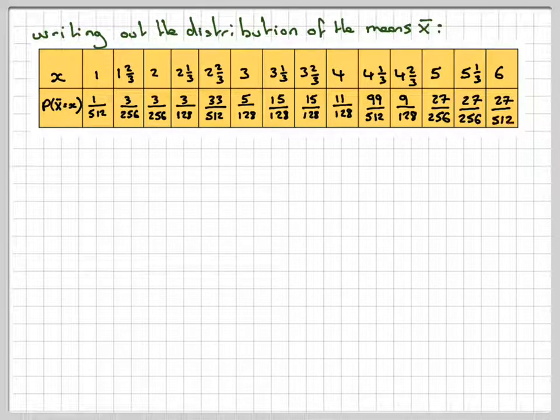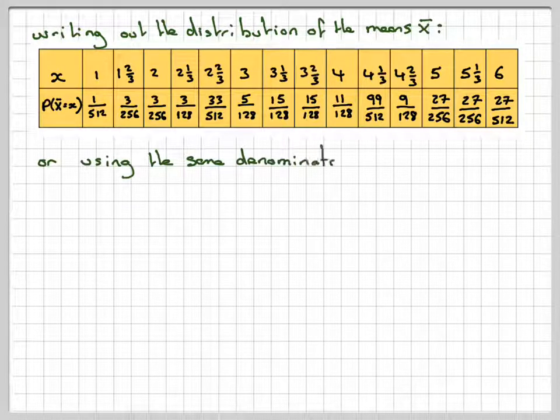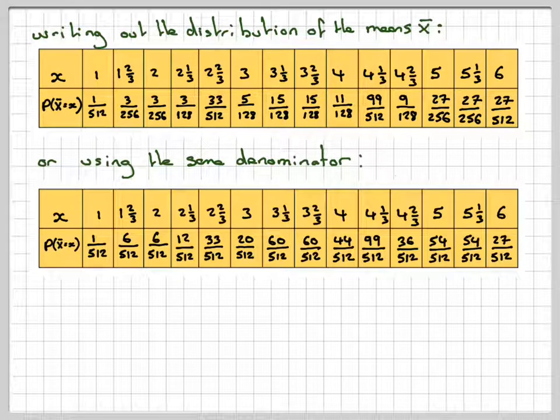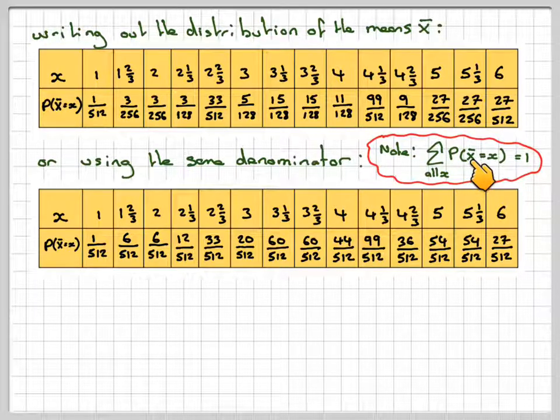Now we have got different denominators here. It might be more useful to write them out using the same denominator, like I've done here. It's a good way then to check: if you add up all the numerators and get 512 out of 512, you know you've got it right. Because this bit's very important, the probability that the mean is equal to some value x must sum to 1 for all values of x.